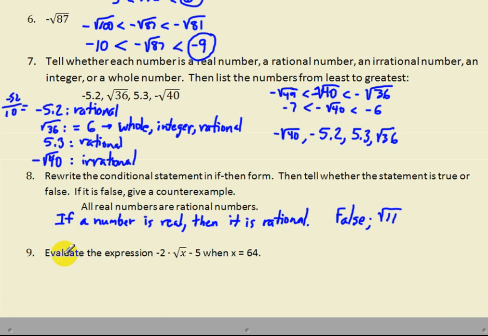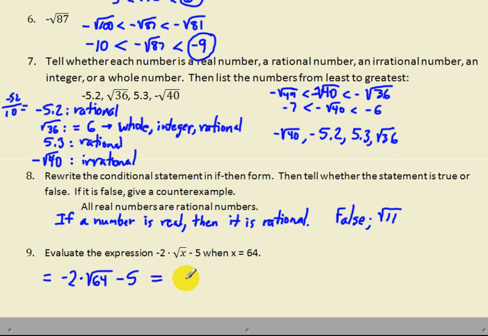And finally, number 9, evaluate the expression negative 2 times the square root of x minus 5 when x is equal to 64. So first of all, we'll substitute in the 64 in place of x. So we have negative 2 times the square root of 64 minus 5. Okay, and you can think of this square root as acting like an exponent. So we have to apply that first before we can apply our multiplication or our subtraction. And by the way, oftentimes you won't even see that dot in front of a radical. You'll just see negative 2 radical 64.